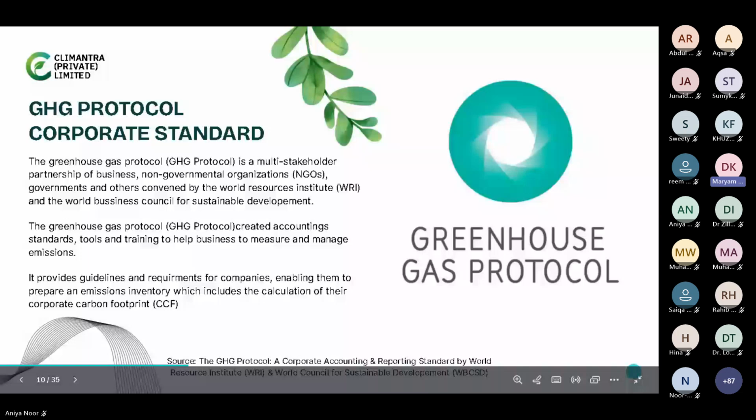And these are basically tools and trainings. They're also greenhouse gas protocols they have developed, and they provide guidelines and technical requirements for companies on how they can calculate their carbon footprint. Next, please.